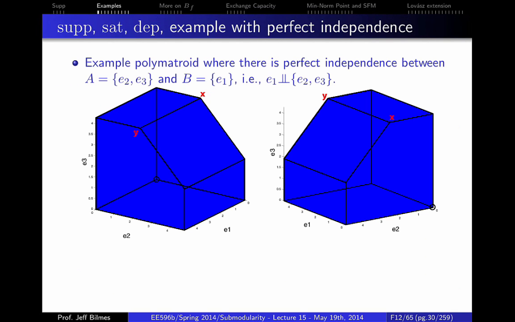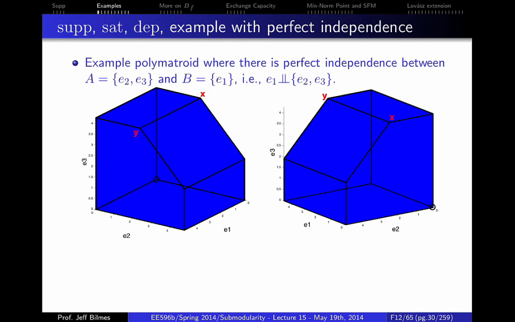Okay, so here's an example of some polymatroids. This is where we're getting close to nice geometric examples that hopefully will strengthen your intuition with regard to all these equations we've been throwing at you. So first of all, it's a polymatroid in 3D.